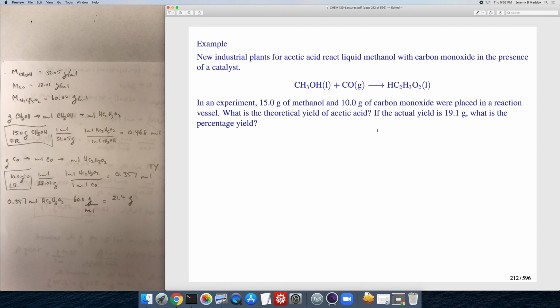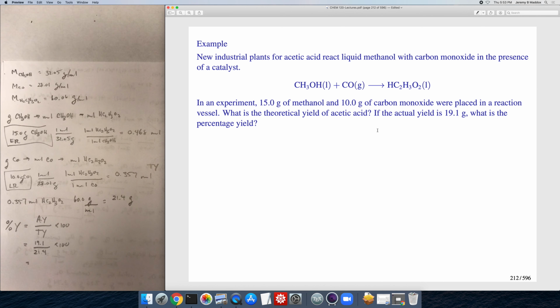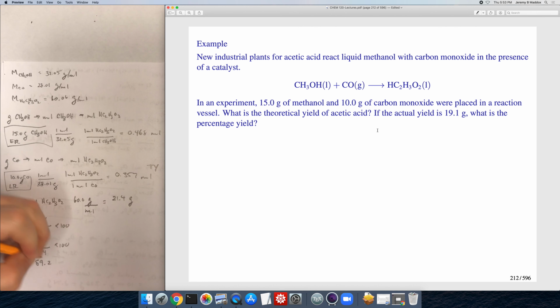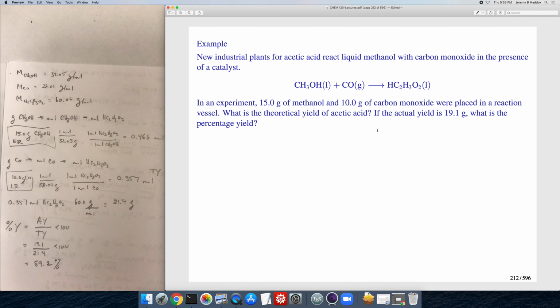Now the problem says if the actual yield is 19.1 grams, what would be the percent yield? So the percent yield is the actual yield divided by the theoretical yield times 100. I'm getting 89.3%. No, it should be 89.2%. So there's the percent yield problem.